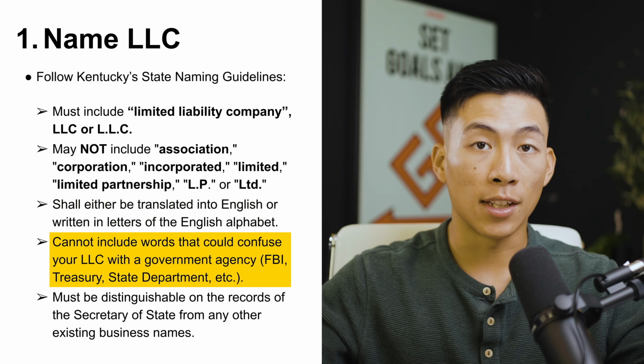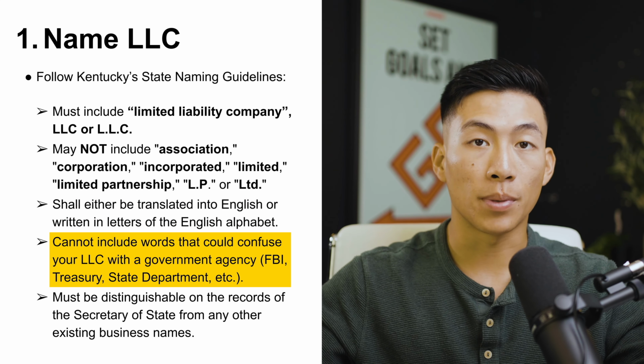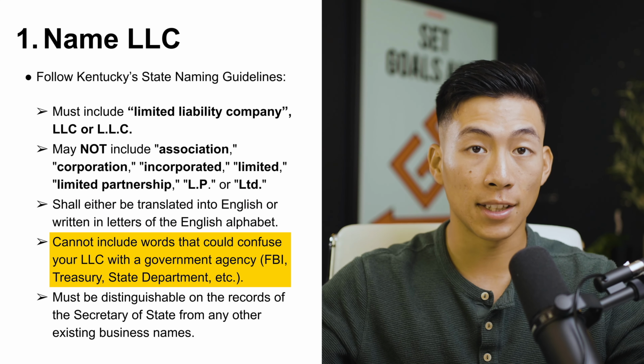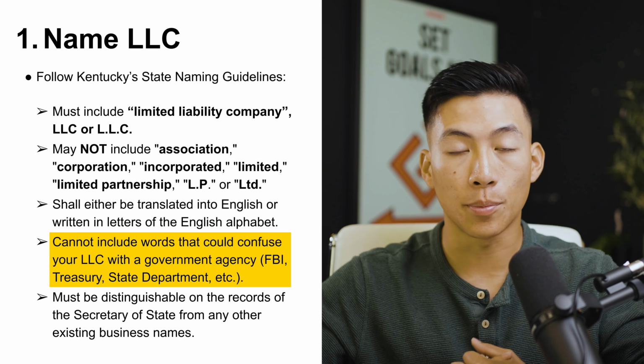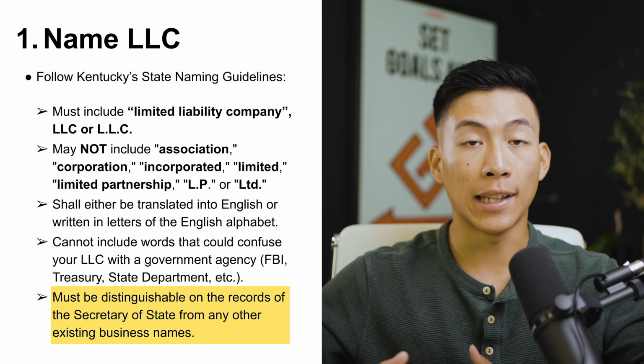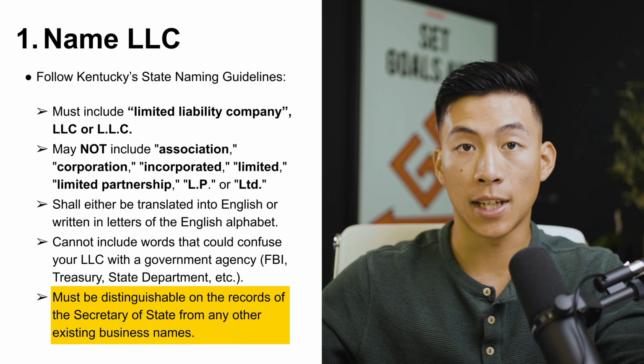You also can't have things in your name that would confuse your business as an official government entity. So things like FBI, State of Department, CIA, and things like that. And last, it has to be different from other business names within this state.